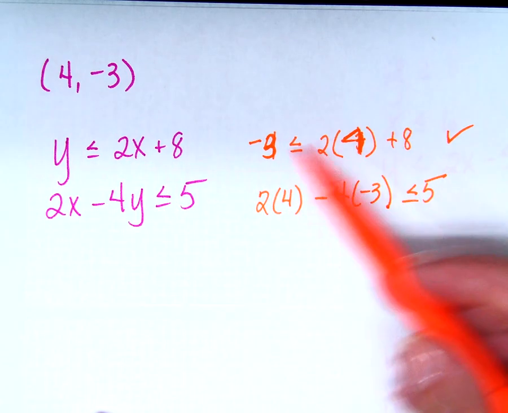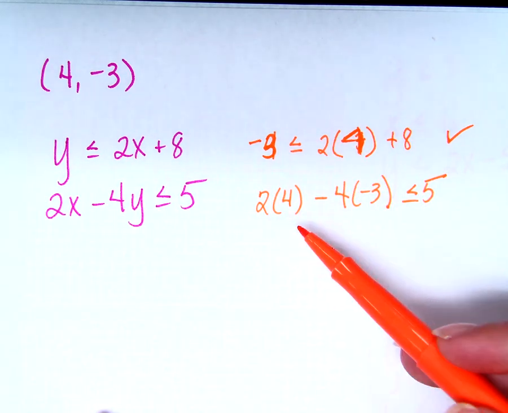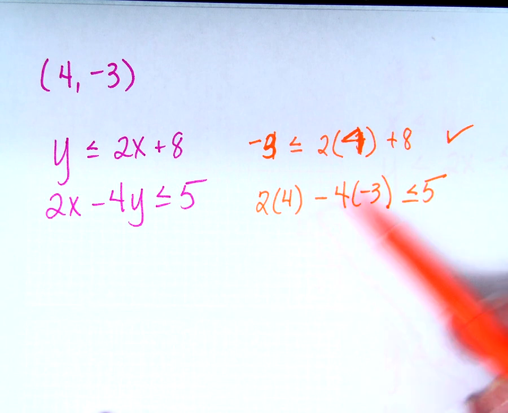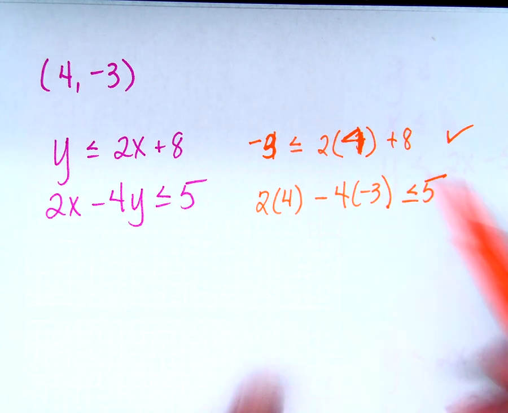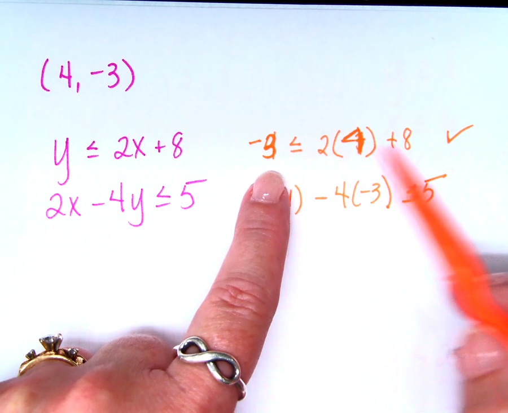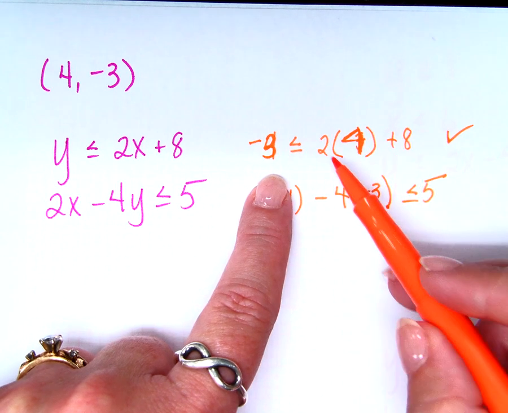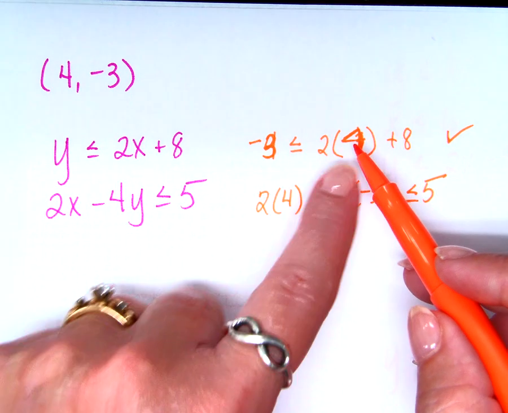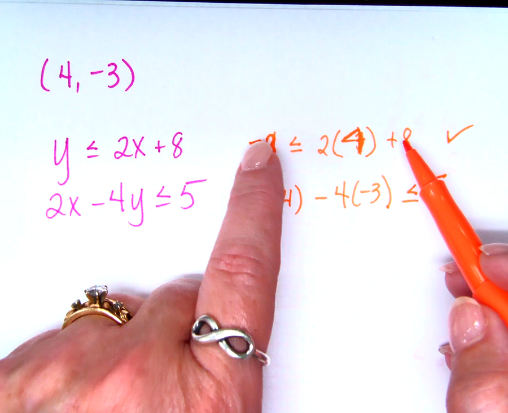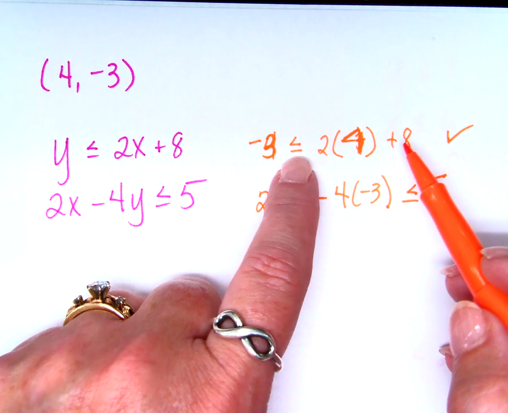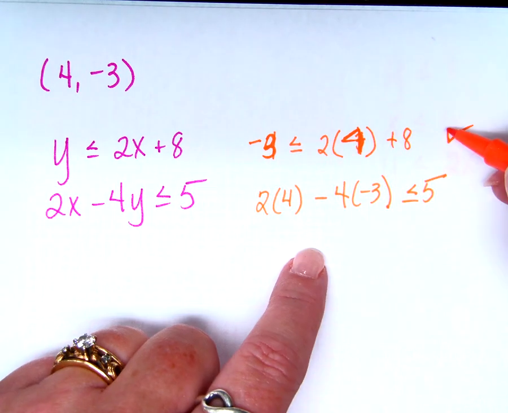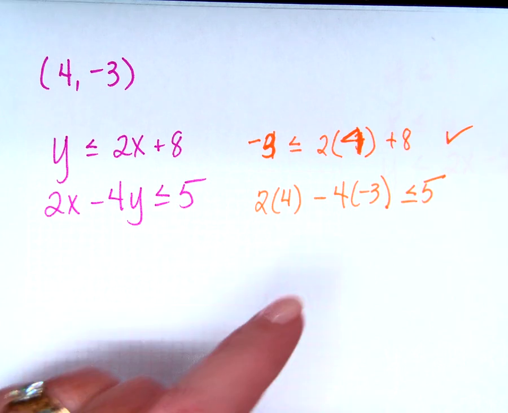Now, this is the work I expect to see on your homework and on reviews and on tests, yes? This is the work I expect to see, okay? You could write more if you want, but this is what's required. Does everybody understand that? So what's 2 times 4? 8 plus 8? 16. Is negative 3 less than or equal to 16? Yes. So we could either write a check or yes, okay?